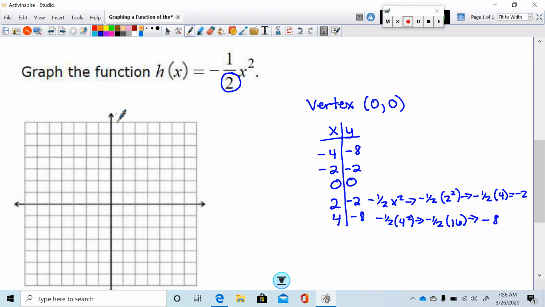So when you make your scale for your grid, you want to use whatever the denominator is. So I'm going to count these by 2's. So -4, -8, 2, 4, 2, 4, 6, 8. -2, -2. 0, 0, 2, -2, and 4, -8. That's the parabola for this function. Let me try to do that a little bit better.